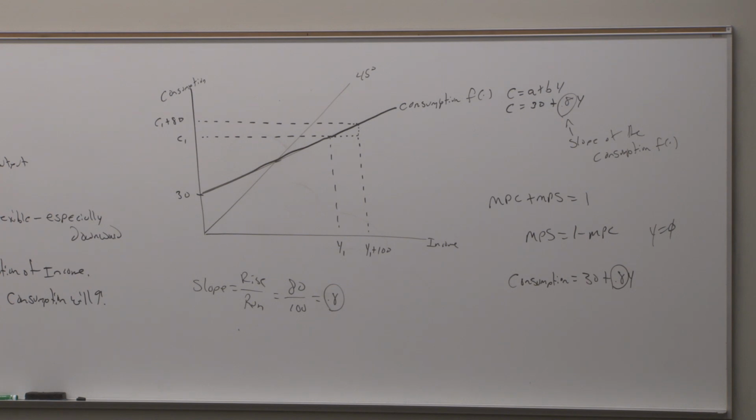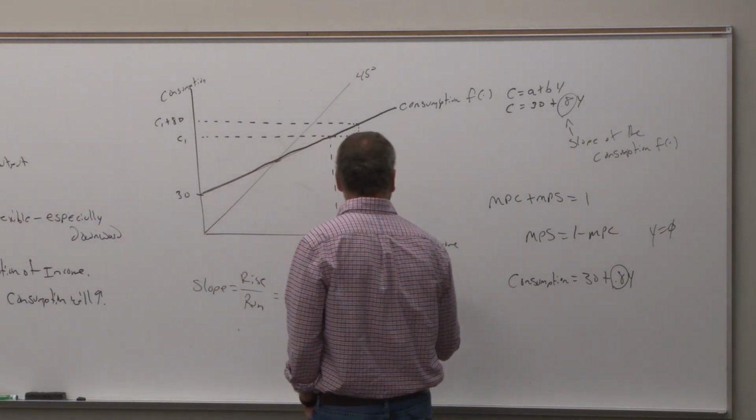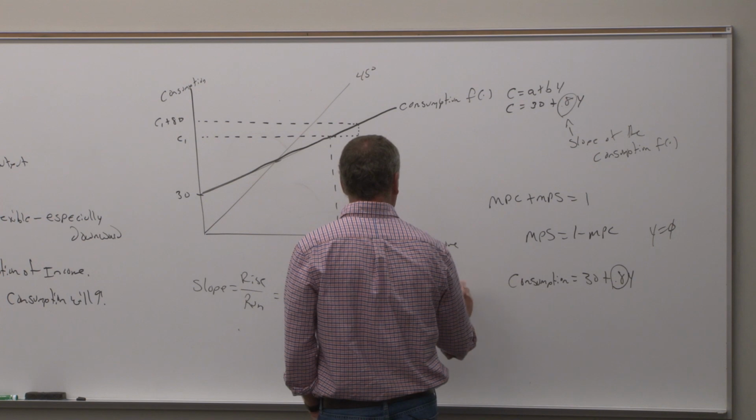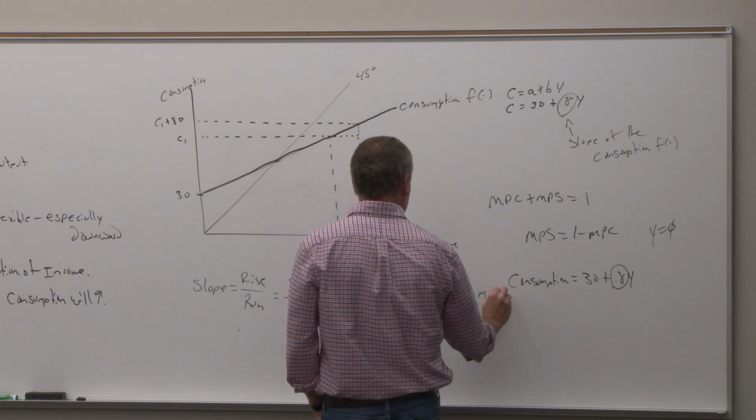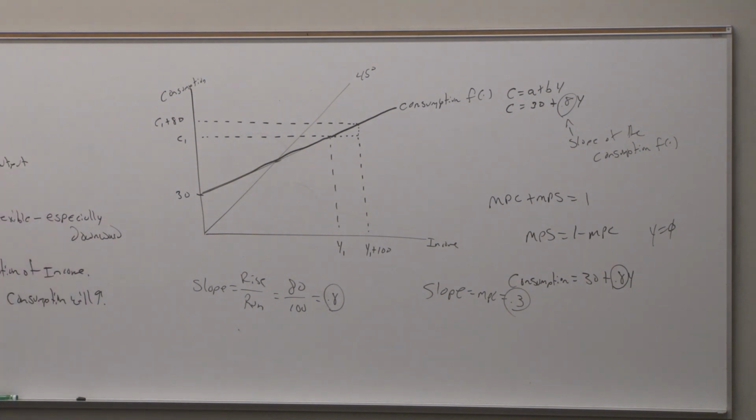Questions before we move on? It's just the slope of this. This number can be anything. The slope can be anything. So you could have the slope be 0.3. So in that case, it would look like this.